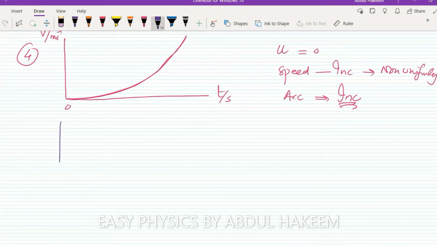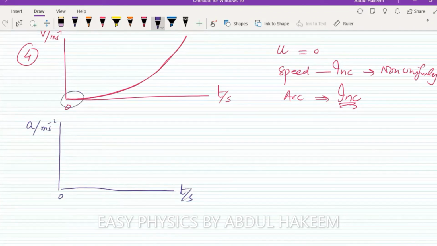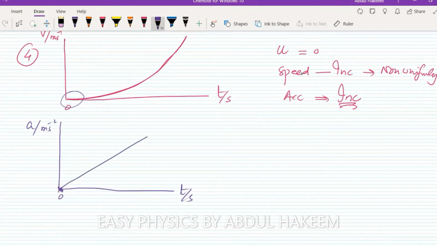Then the acceleration and time graph. Look, the gradient is initially 0, so initially the acceleration is 0. So this is the point. And then its gradient is increasing, meaning acceleration is increasing. It's a smooth curve, so acceleration is increasing uniformly. So this is the graph.